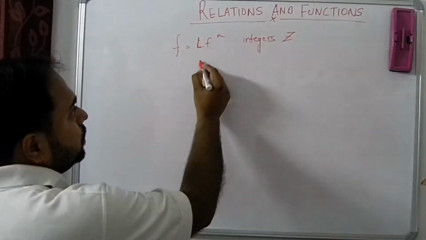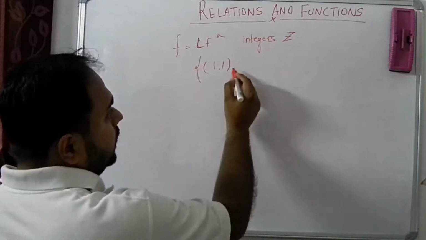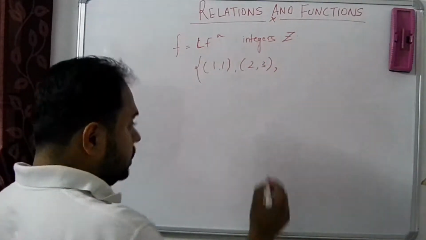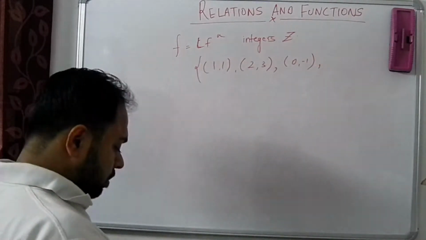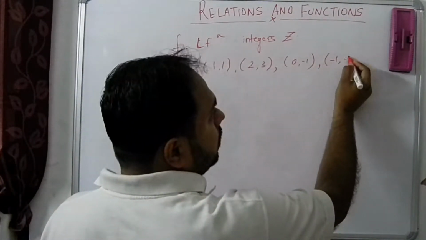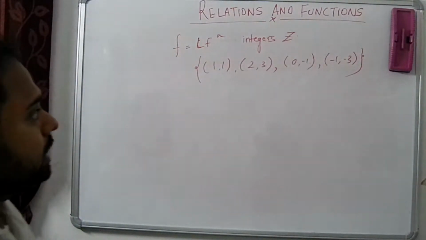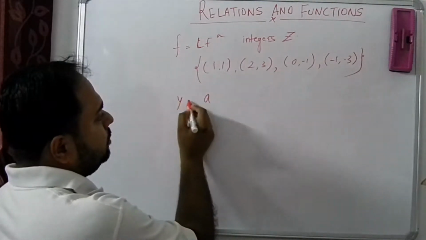They have given certain values: (1, 1), then (2, 3), then (0, -1), and also (-1, -3). So there are these values. Now, as I said, linear functions have a general form y = ax + b.